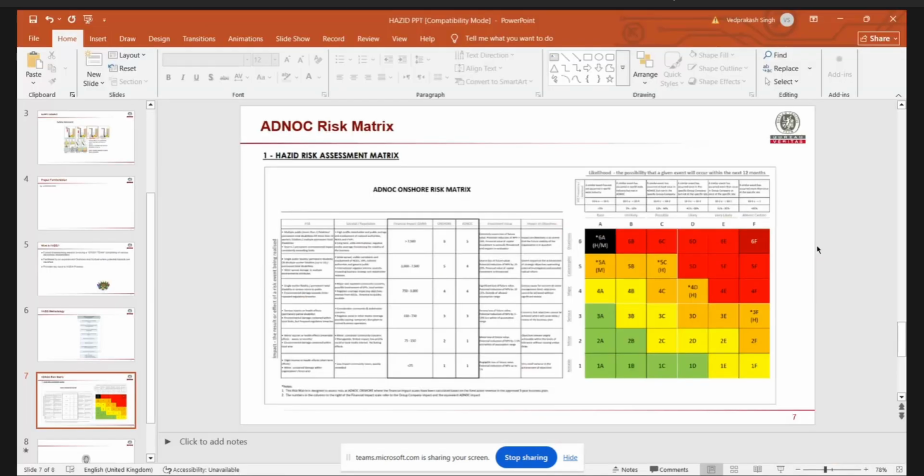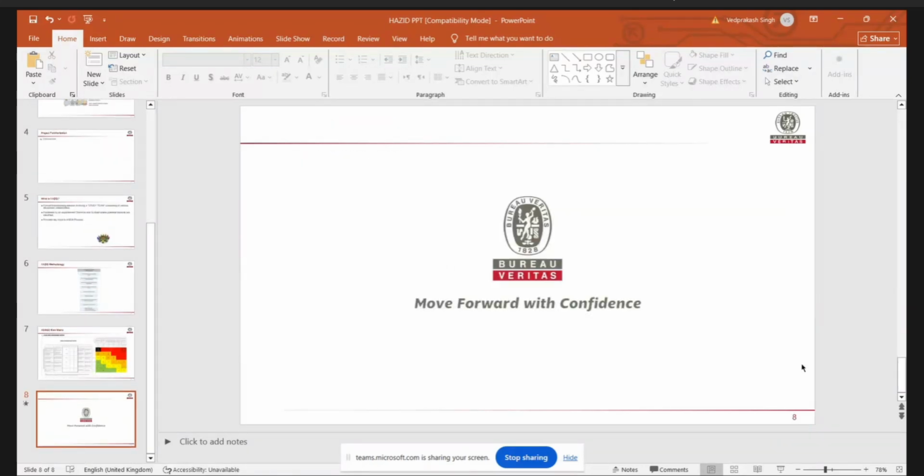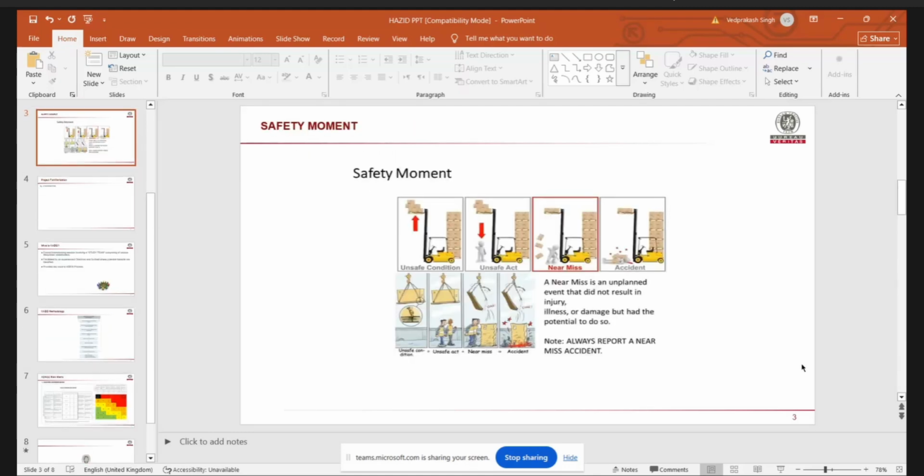And if the risk comes to the red zone, dark red zone or orange zone, this is unacceptable. As per the ADNOC risk matrix, we have to identify the RRM to bring it to the yellow zone, that means LRP zone, or widely acceptable zone, that is green zone. So guys, before going for the session, if you have any question, please let me know.